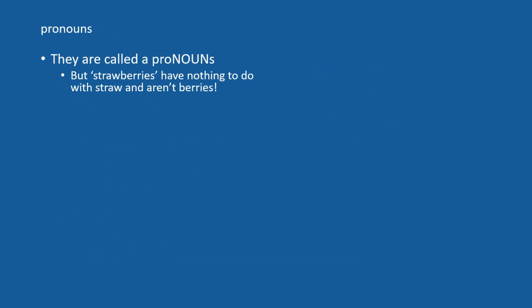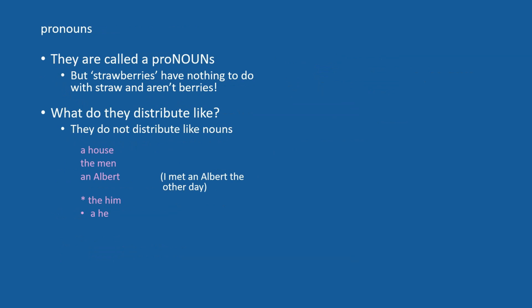The problem is this, that names are not always good indications of the properties of things. After all, we call a strawberry a strawberry, despite the fact that it has nothing to do with straw and isn't even a berry. So names can be misleading, and just because a pronoun is called a pronoun doesn't necessarily mean it's a noun. We need some evidence as to what category pronouns belong to. Obviously, if they are nouns, we would expect them to distribute like nouns. They should go into the same positions that we can find other nouns in.